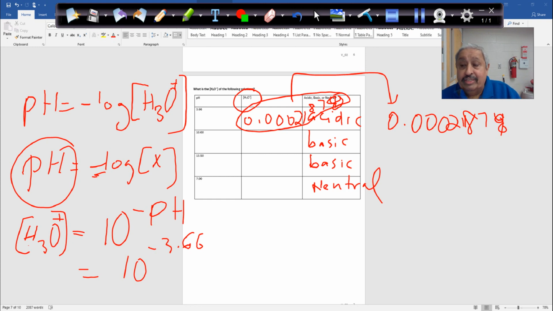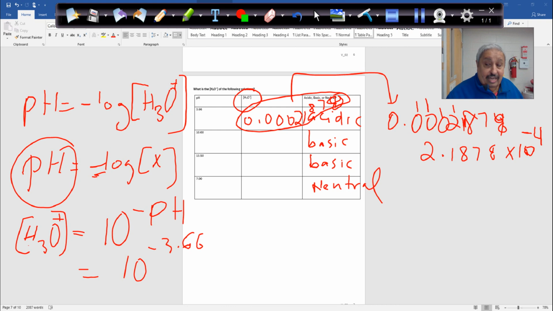So I would say 2.1878. The decimal is going to the right, so it will be negative. How many digits did I go? 4 digits: 1, 2, 3, 4. Perfect. So the hydronium ion exponent is minus 4. How many digits after the decimal in 3.66? 3. So the answer is 2.188 times 10 to the minus 4. Always put your values in scientific notation, okay, guys? So this is the first one.